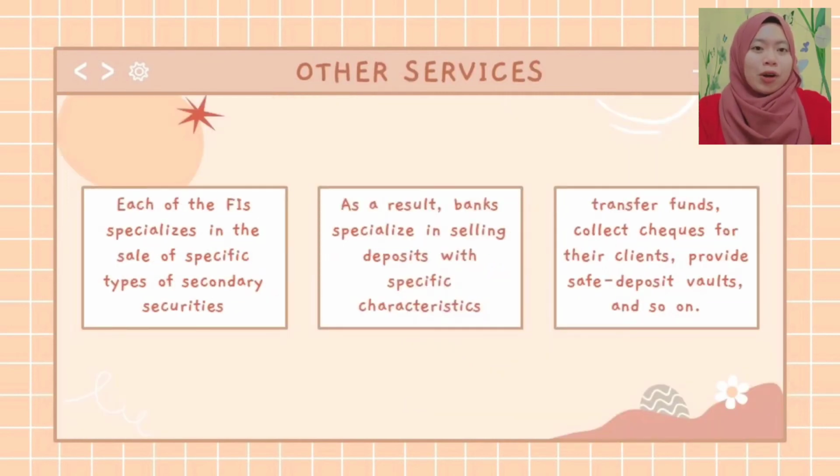Okay, the last point for the benefits of financial intermediaries is other services. Each of the financial intermediaries specializes in the sale of specific types of secondary securities as well as related services. As a result, banks specialize in selling deposits with specific characteristics. They also transfer funds, collect checks for their clients, provide safe deposit vaults, and so on. The dominant lender is the most important of all. All of these and other services entice the public to visit banks and deposit money with them.